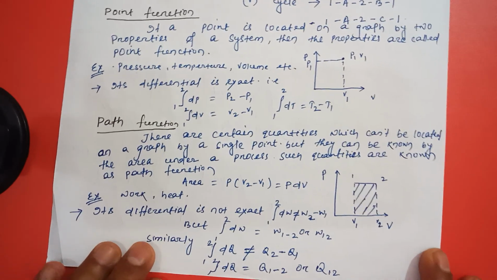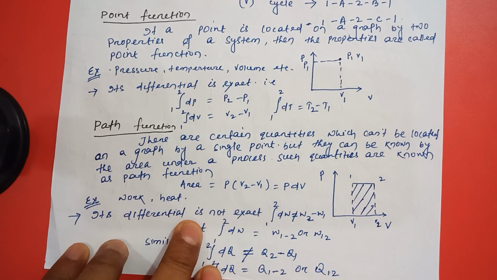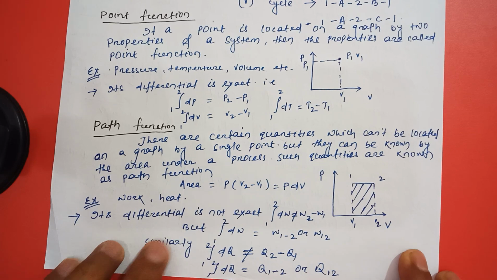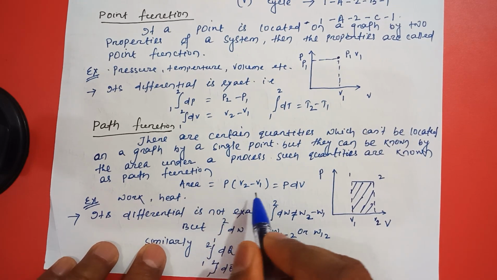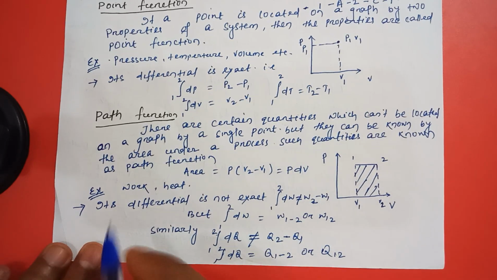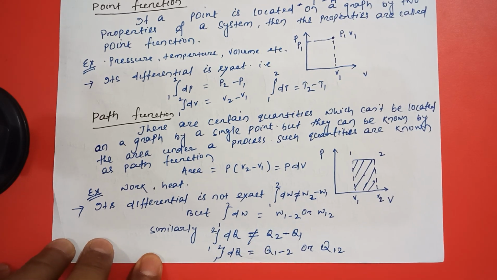Similarly, what is a path function? There are certain quantities which cannot be located on a graph by a single point, but they can be known by the area under the process. Such quantities are known as path functions. Means it is not located by a point. It is the area under the graph. So area equal to P into V2 minus V1. It is PdV. So examples are work and heat. Their differential is not exact. But remember, in a point function the differential is exact, but in a path function its differential is not exact.